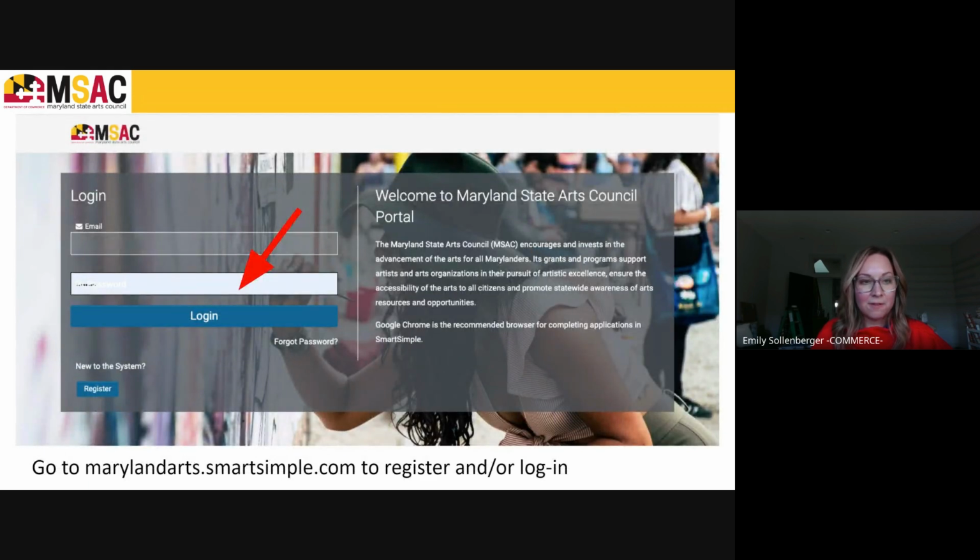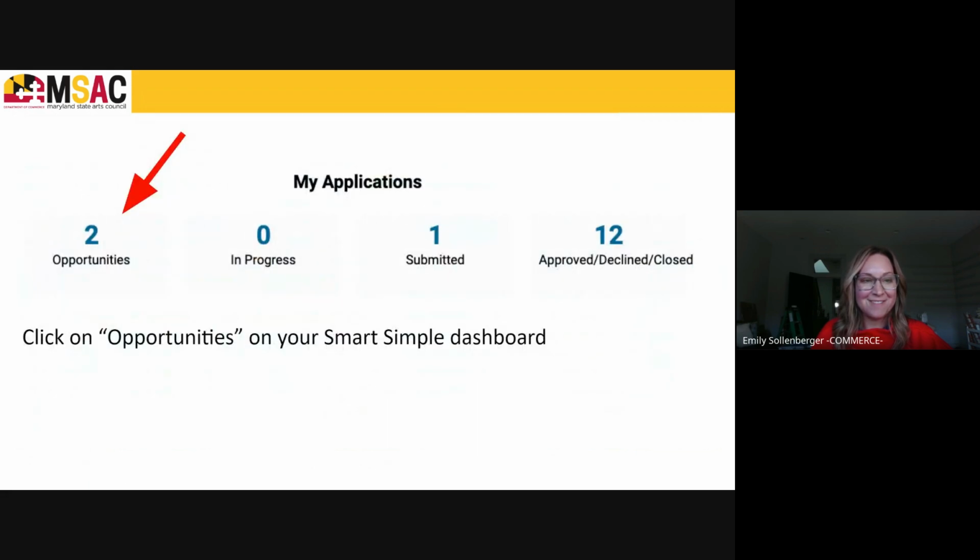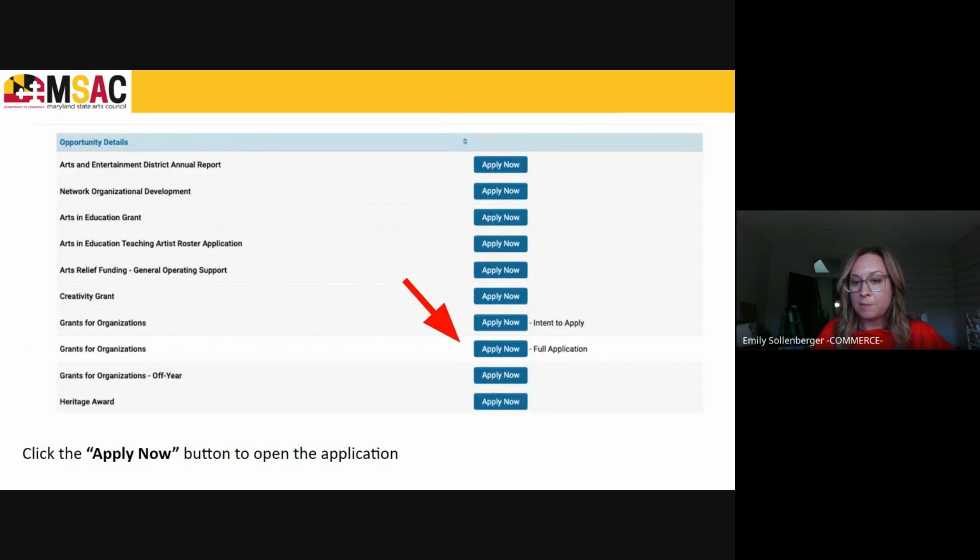And this is a quick overview of what that would look like. You're going to log into your account, which you should already have. And then once you get to your dashboard, you'll see a My Application screen. You want to click on the Opportunities section, and it will bring you to a listing of all the different grant opportunities that are available to our organizations at this time. It will look different than the list on the screen, but it looks something like this. So you are going to look for the Grants for Organization and click the one that says Full Application next to it and click that Apply Now button.